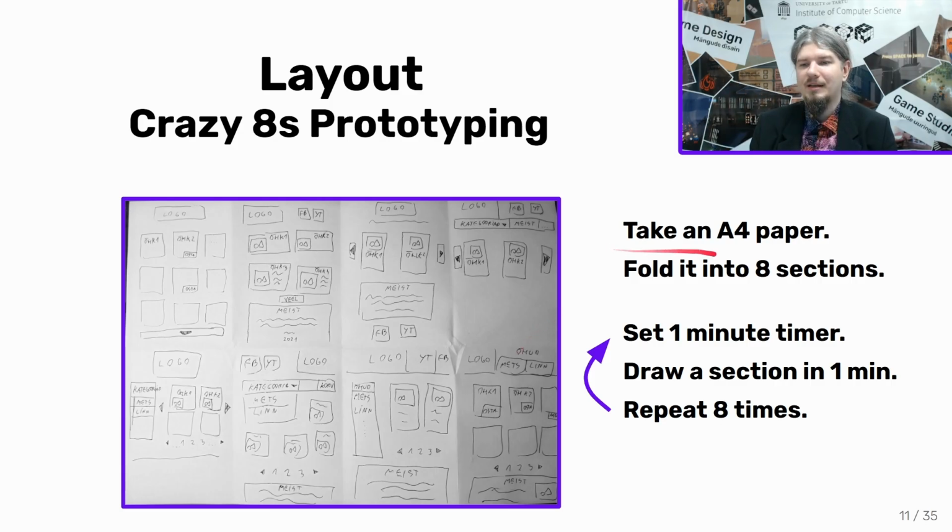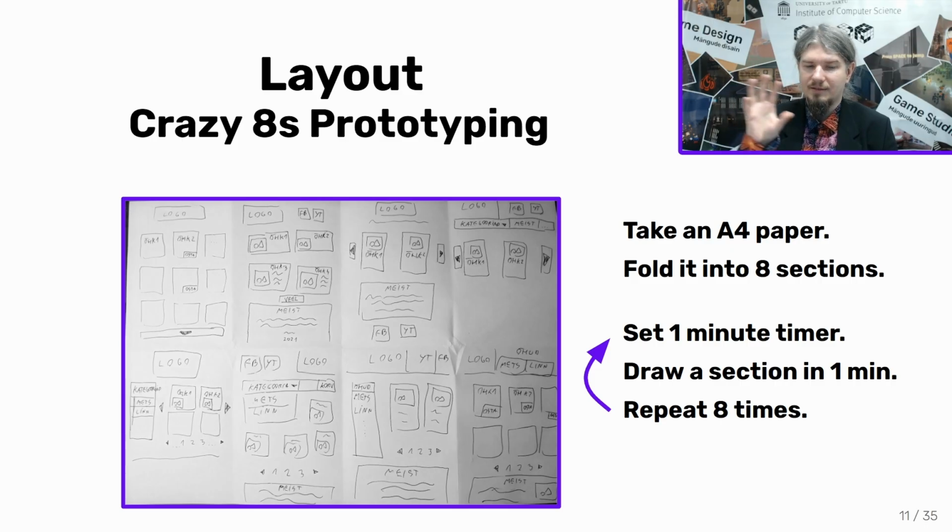So first you take an A4 paper, just your regular sheet of copying paper. Now you fold it into 8 sections. So you fold it once, you fold it again, and then in the other direction as well. So you get those 8 rectangles. And now you set a timer. You set a timer for 1 minute. And in this 1 minute, you sketch your first idea of the layout onto the first rectangle.